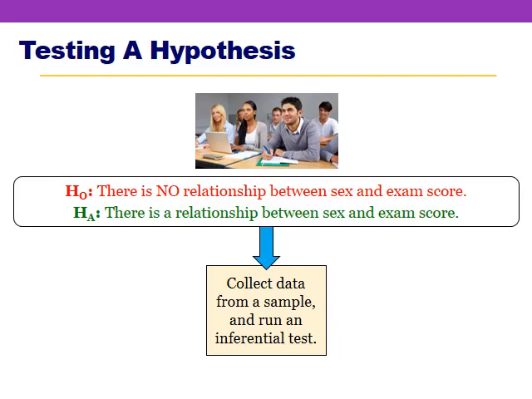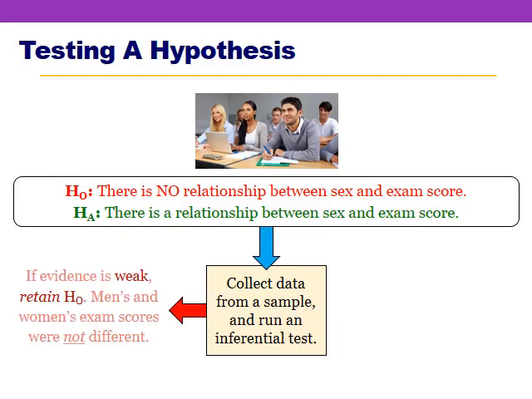That inferential statistic is going to tell me one of two things. It might tell me that there is only weak evidence of a relationship between sex and exam score. If that's the case, I'm going to retain the null hypothesis, and my conclusion will be, based on the evidence I have, men's and women's exam scores were not different. In other words, the null hypothesis is the one that I think is correct.